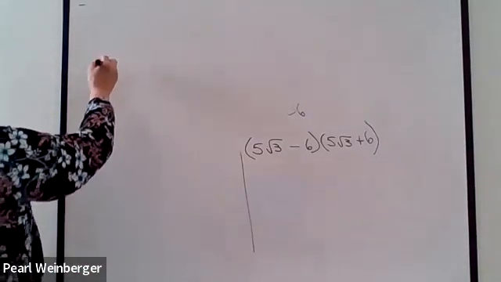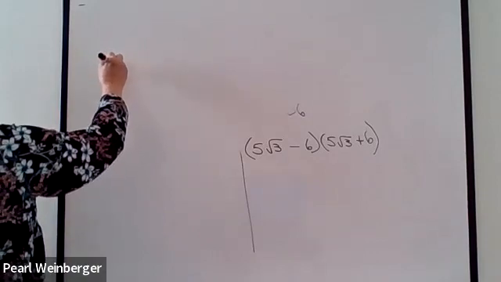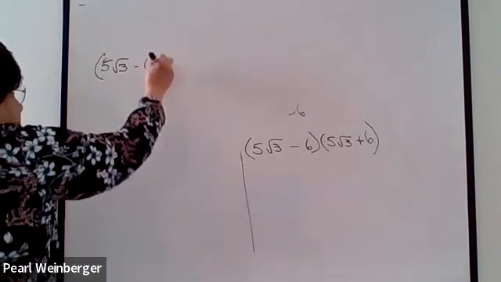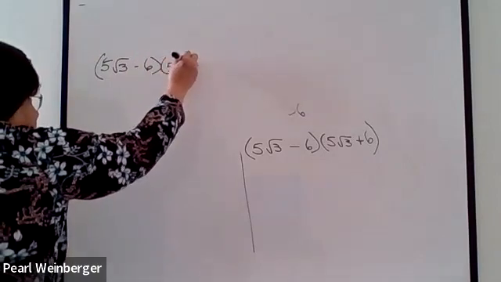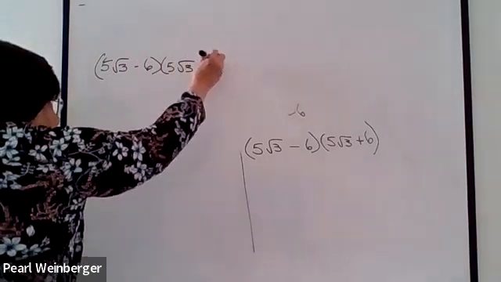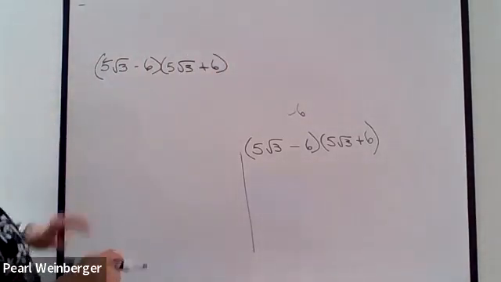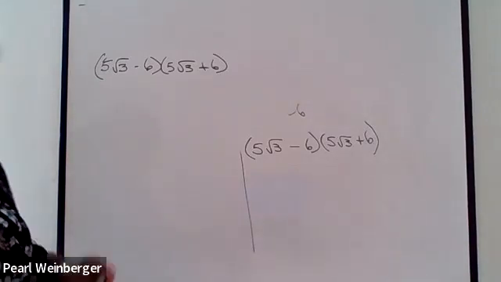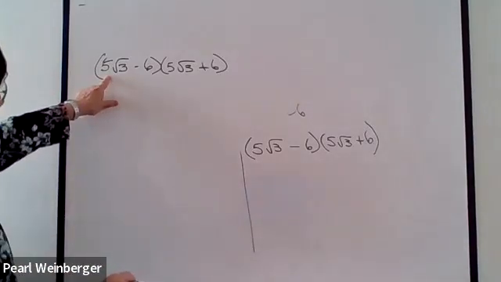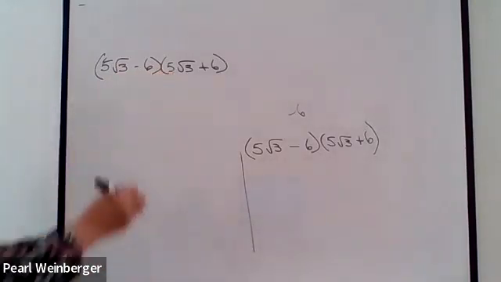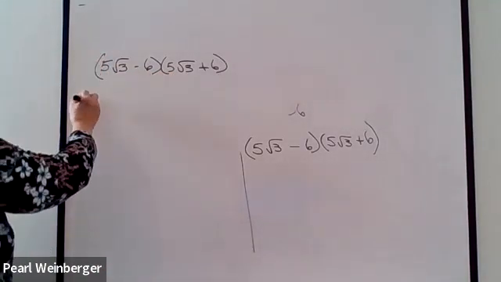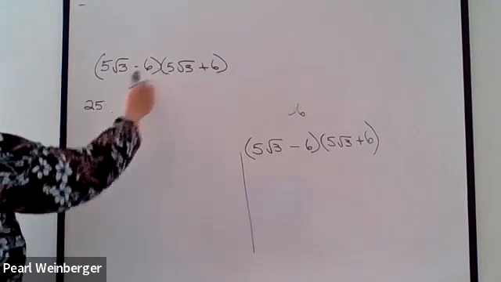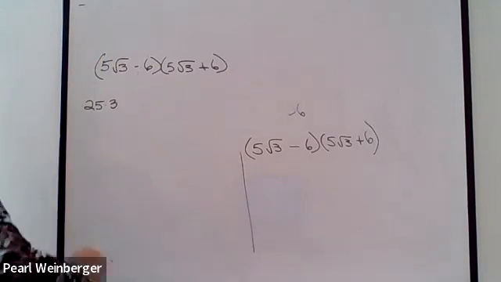And we're doing, let's rewrite it. 5 radical 3 minus 6 times 5 radical 3 plus 6. And again, what we're going to do is FOIL first. 5 radical 3 times 5 radical 3 will give us 25. And remember, the radical 3 times the radical 3 will just give us 3.